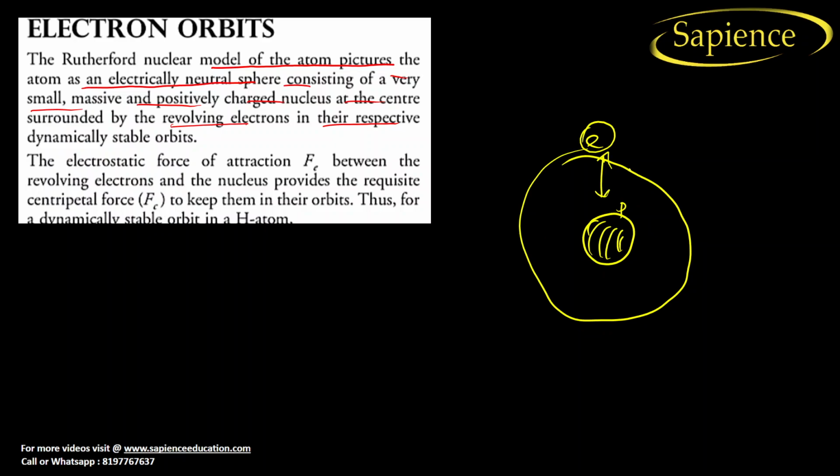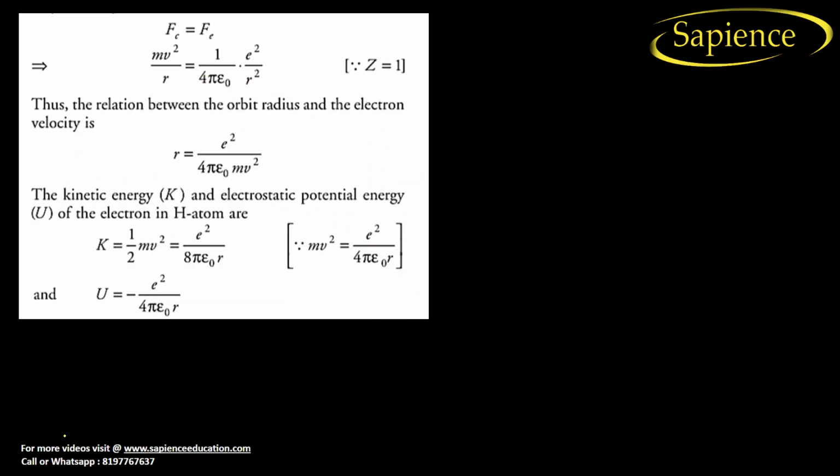So what will happen? There will be an electrostatic force of attraction between the revolving electrons and the nucleus, which provides the requisite centripetal force. So the centripetal force will basically be provided by the electrostatic force, right? So from here we can say that centripetal force Fc is equal to electrostatic force Fe. Now if any body of mass m is moving in a circular path of radius r, then the centripetal force will be equal to mv square by r, the radius of the orbit, where m is the mass of the electron only. Why? Because we are talking all about the electron.